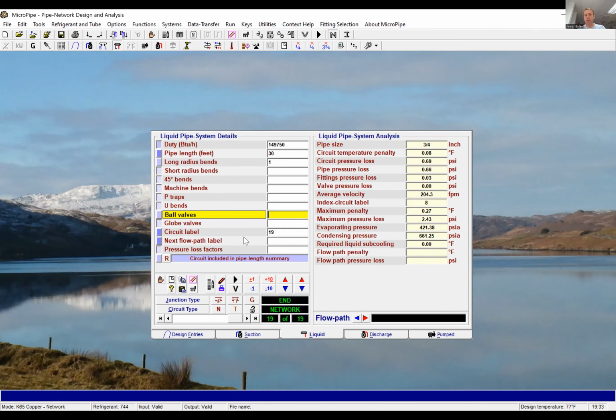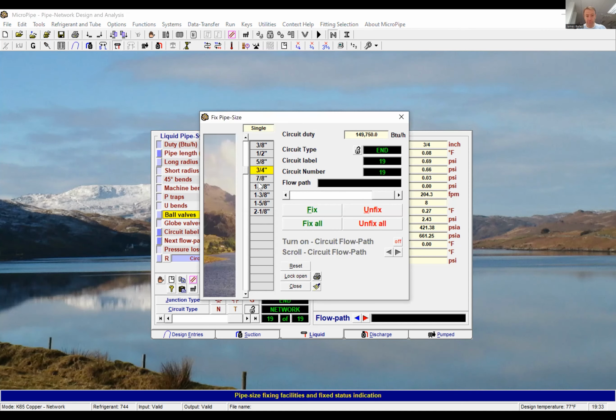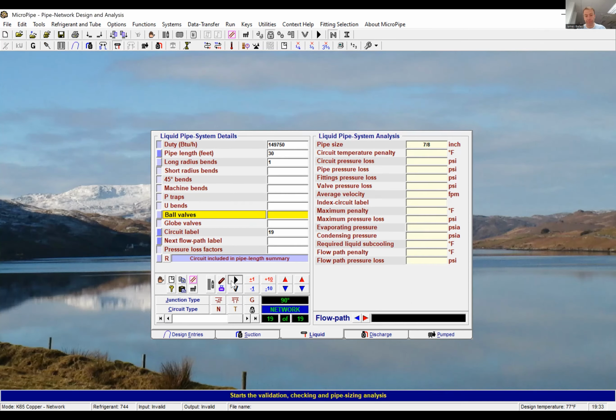So actually, just to demonstrate that, we're at the largest liquid line size. For example, we can look at this and think, yeah, I'm happy with what this is telling me, but actually I want to use 7/8 instead of 3/4. So by hitting the padlock, go to 7/8, fix it, and run the calculation again.